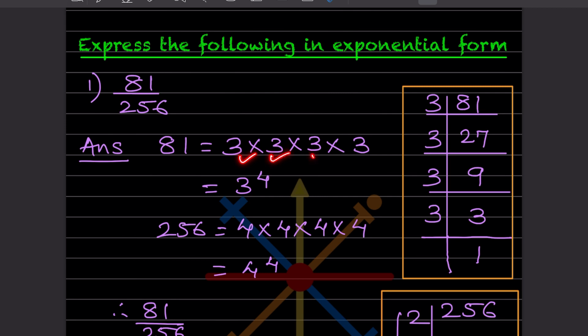Now here, this is going to be this. These are the factors, so these are 4 times the 3. So this will be this one. It is in the exponent form.